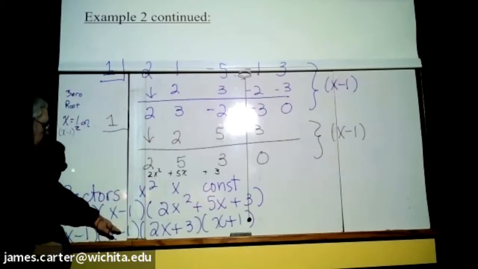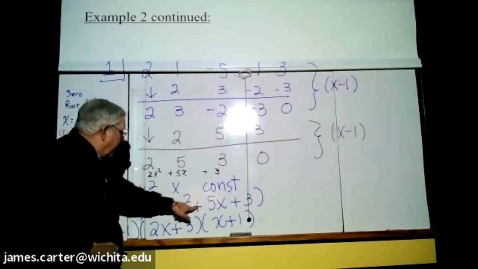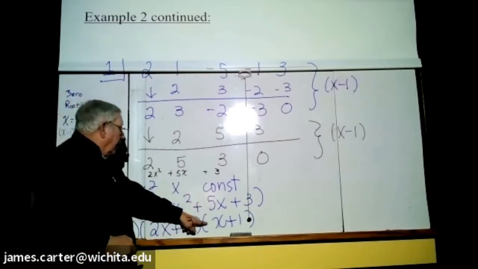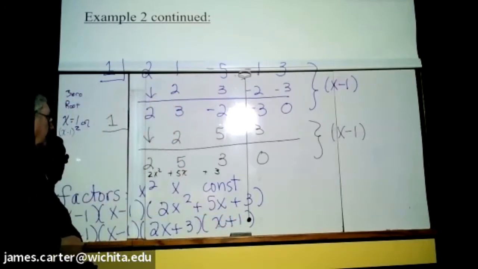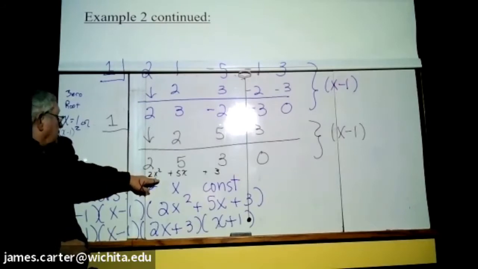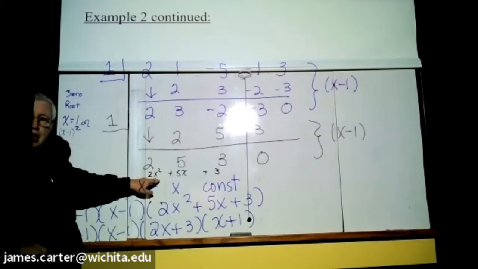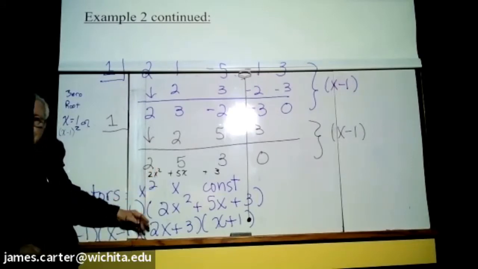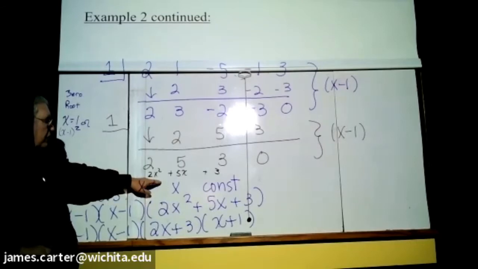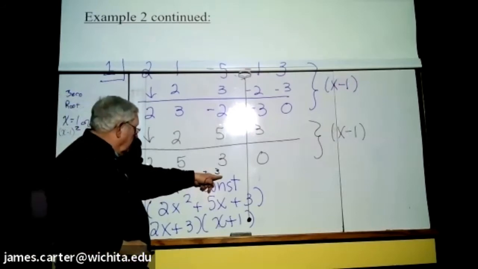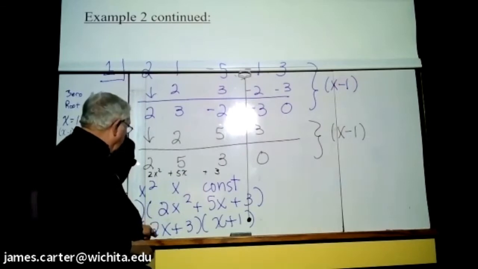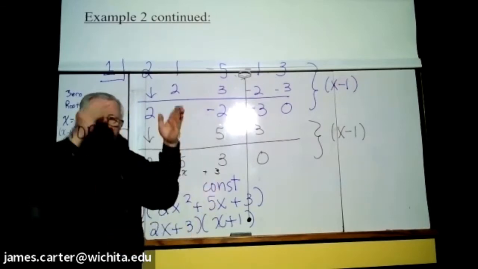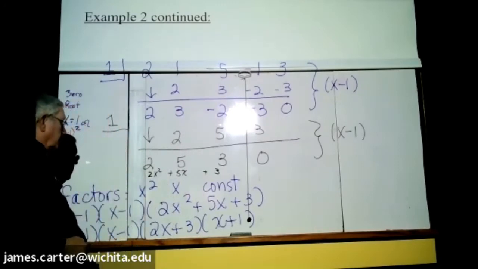x minus 1, and this factors into 2x plus 3 and another x plus 1. Okay? Now, usually when it gets down to x squared, we try not to do another synthetic division. We usually try to factor it if we can, and you would use 2 over 1 and then 3 over 1 as your factoring lines.